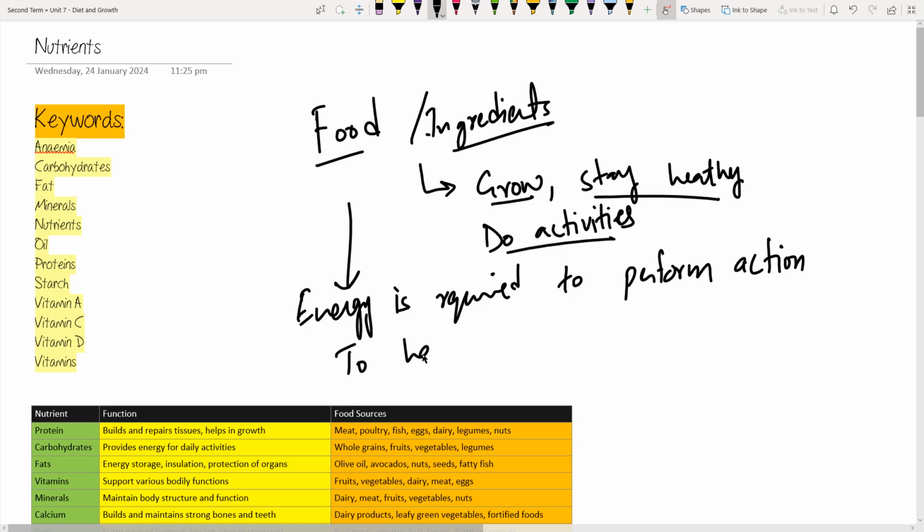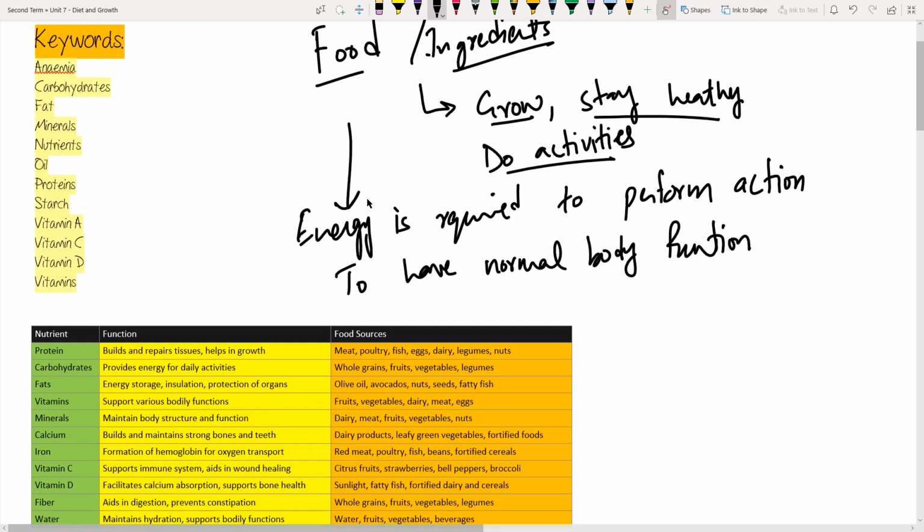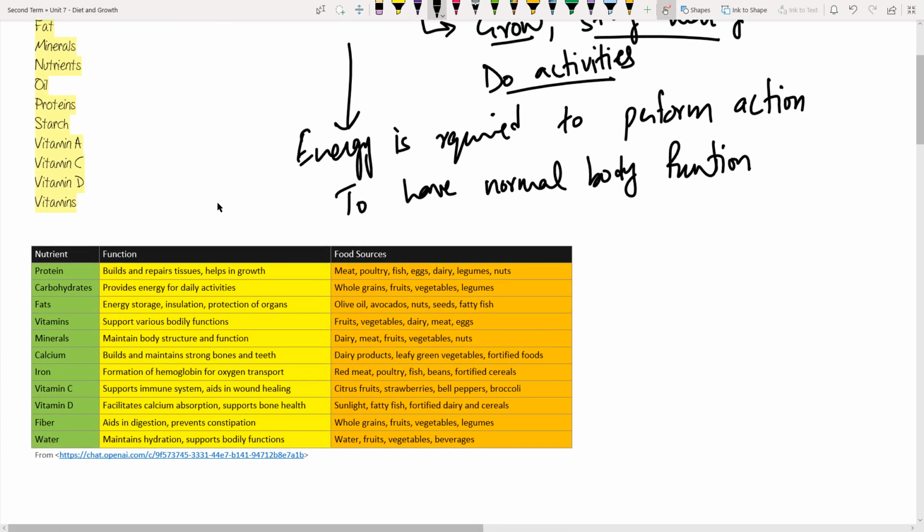To have normal body functioning, right? So for our bodies to function normally, we need nutrients. Now, there are several types of nutrients which are important for the human body. Our book is listing very few of them, so I've listed a complete list. You can pause this video and read these individually. I'm going to just go into the detail.